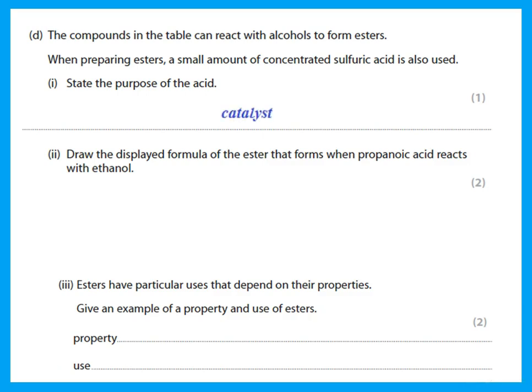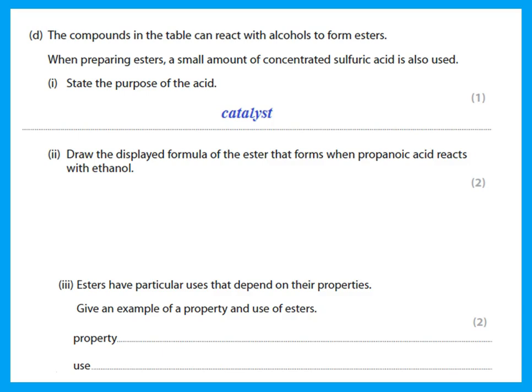So if I say, what are the conditions for preparing an ester? It is adding concentrated sulfuric acid as catalyst. Draw the displayed formula of the ester that forms when propanoic acid reacts with ethanol. Remember, we said, how do we draw esters?